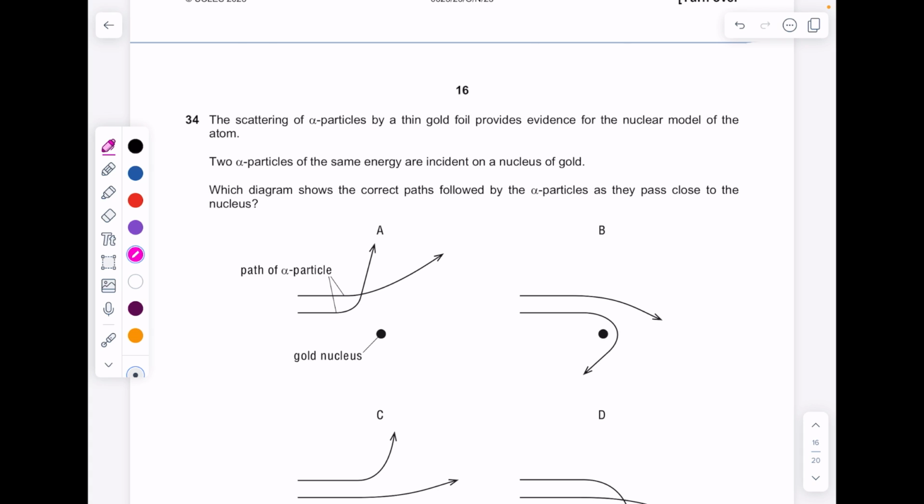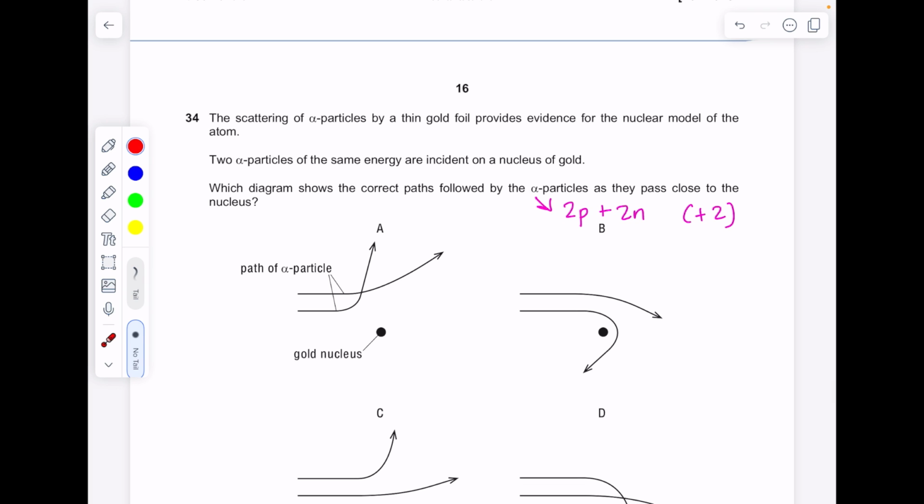The scattering of alpha particles by thin gold foil provides evidence for the nuclear model of the atom. Two alpha particles of the same energy are incident on a nucleus of gold, so they're fired at the gold nucleus. Which diagram shows the correct paths followed by alpha particles as they pass close to the nucleus? Remember, alpha particles consist of 2 protons and 2 neutrons. As a result, they have a positive charge. The nucleus, remember, has a positive charge because it just contains protons and neutrons.